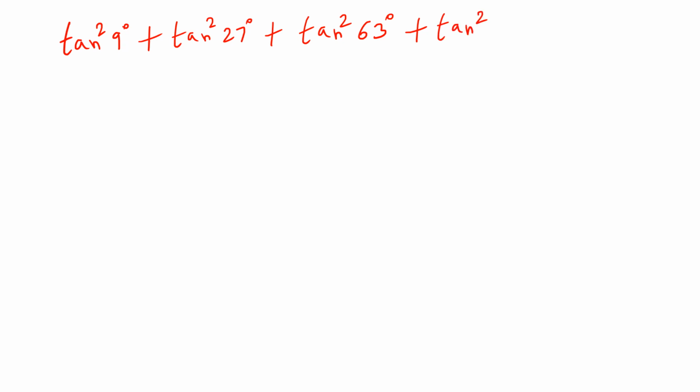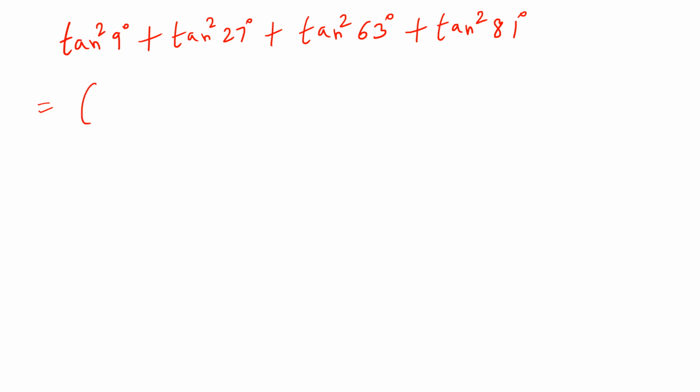Now students, we have to find the value of the expression tan square 9 degree plus tan square 27 degree plus tan square 63 degree plus tan square 81 degree. And it is easier to find the value of this expression in comparison to the previous expression. Now I am rewriting this as tan square 9 degree plus tan square 81 degree plus tan square 27 degree plus tan square 63 degree.